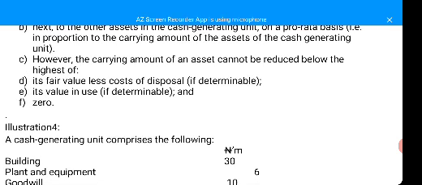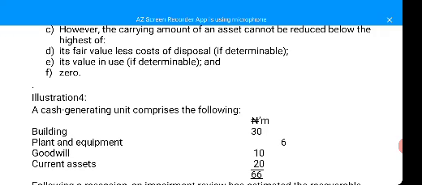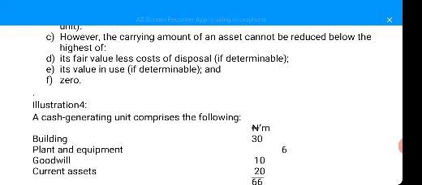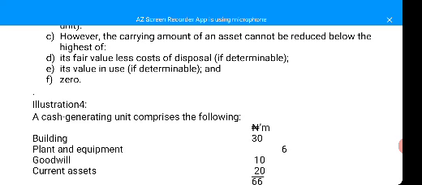However, the carrying amount of an asset should not be reduced below the highest of its fair value less cost of disposal, its value in use, and zero. What we are saying is that when you want to share it, if a particular asset has its own recoverable amount or fair value less cost to sell, you cannot impair that asset below its own fair value less cost to sell and value in use. And in any circumstances, an asset must not become negative after you prorate it. So you cannot have a negative asset.